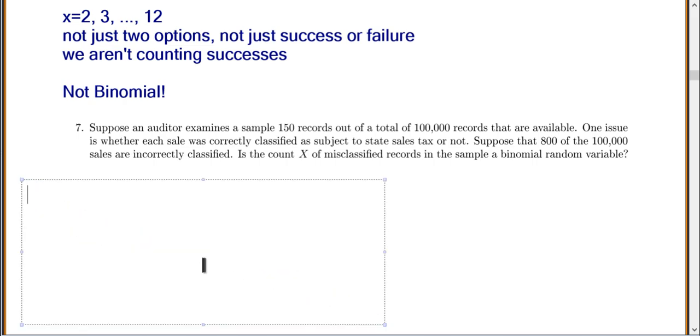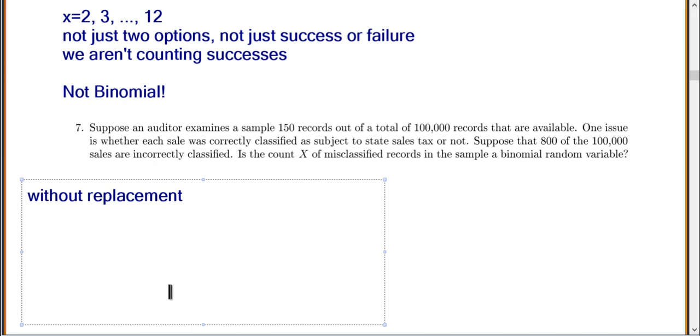So let's go through and see. Notice this did not actually say without replacement. I'm saying that because if you're sampling records, you're not going to pull one out and then put it back, because you don't want to sample the same one twice. So anytime you're sampling, you're always going to do it without replacement. With that note, let's move on to saying, is it binomial?